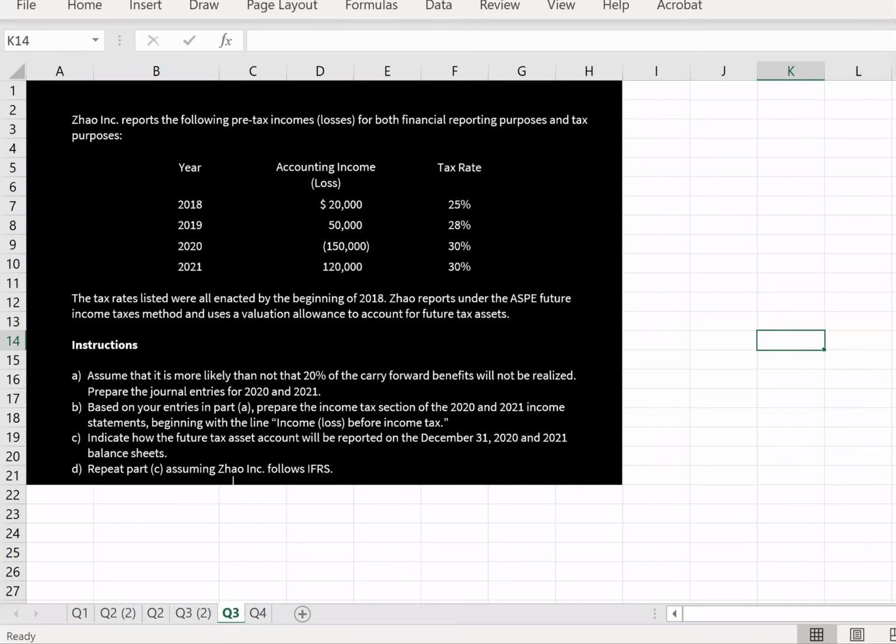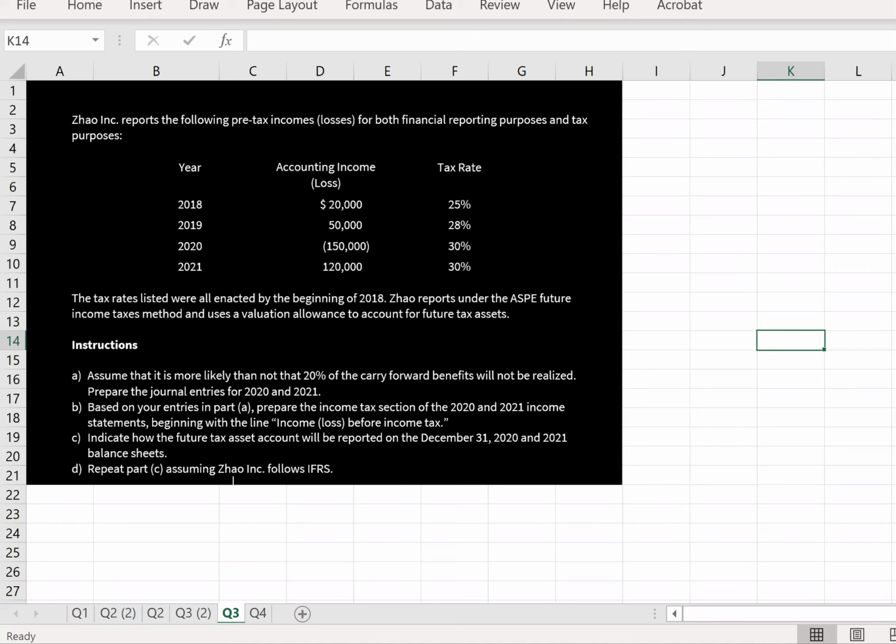Let's take a look at the third question from the Chapter 18 quiz. Zao Inc. reports the following pre-tax income or losses for both financial reporting purposes and tax purposes. So we're told the accounting income and the tax rate for 2018, 2019, and then you'll see that in 2020, there was a loss of 150,000.